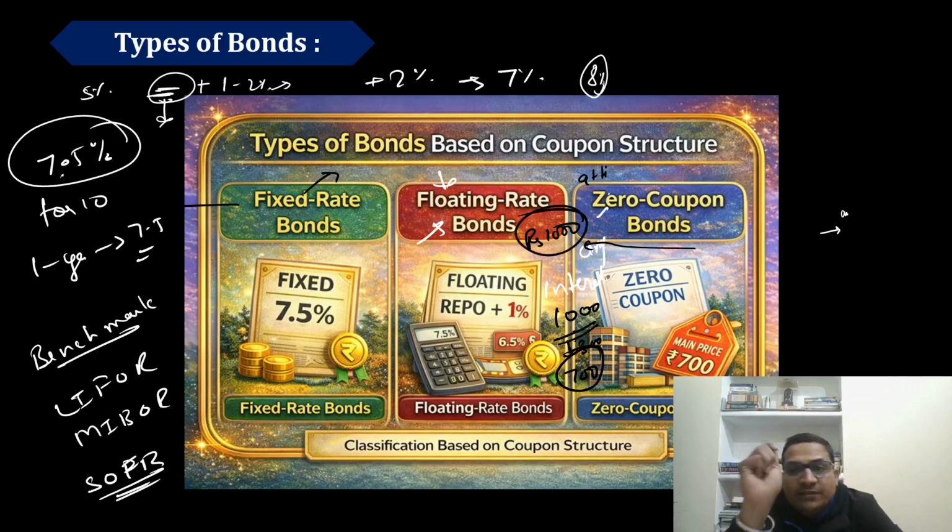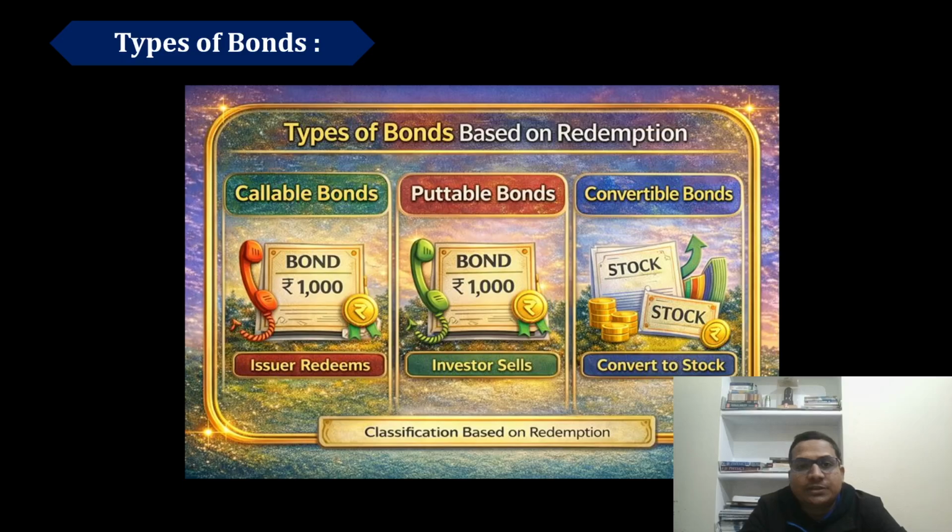So the zero coupon bond has been sold at a discounted price to a lender, and it is redeemed by the borrower at the face value. The difference between this face value and the price at which you bought the bond is the profit or the return gained by an investor. Okay, so these are the types of bond based on a coupon structure. Now, types of bond based on redemption: callable bond, puttable bond, and convertible bond.